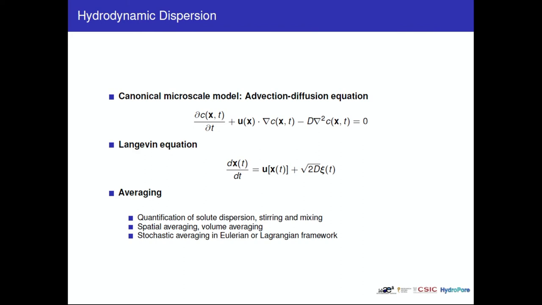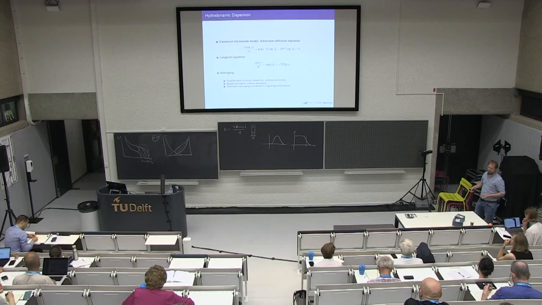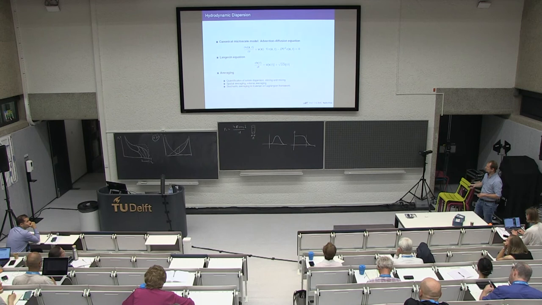So in order to quantify solute dispersion, stirring, mixing, the things that we are interested in and that we want to quantify at a large scale, we have to do averaging, and we use different types of averaging procedures. We can use spatial averaging, volume averaging, or stochastic averaging. So these are the techniques we use, but I'm not going to talk about them in detail.